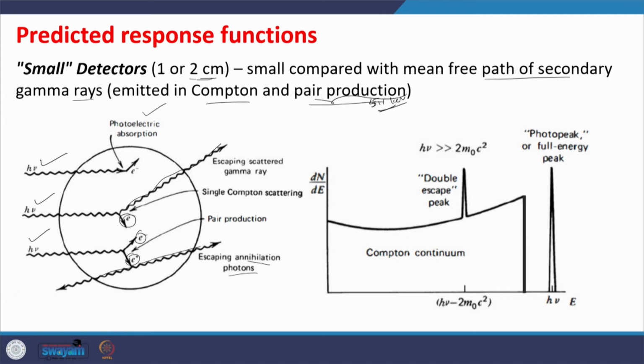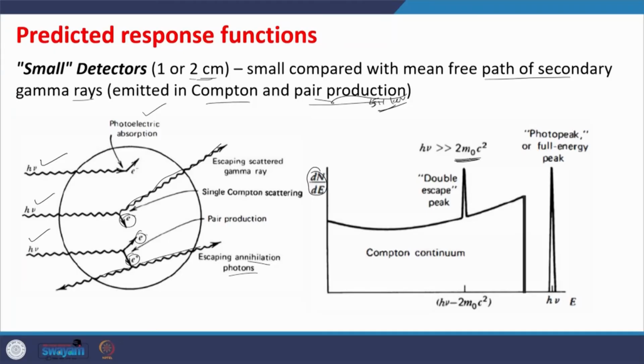And here the response of the crystal, if it is less than 2 m naught c square and more than 2 m naught c square, one should be able to draw the spectrum. So, when I say energy spectrum, what does it mean? It is the distribution of energies of the gamma rays. So, when I say spectrum, it is the distribution of energies.